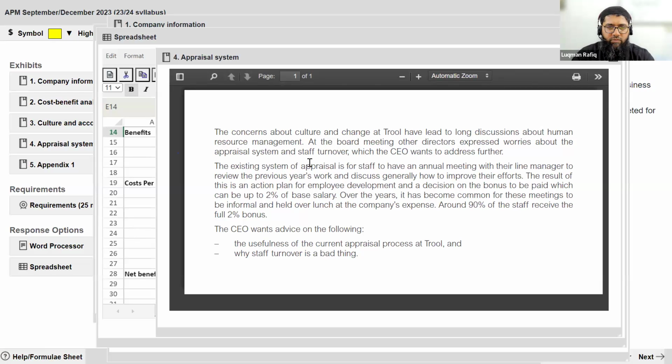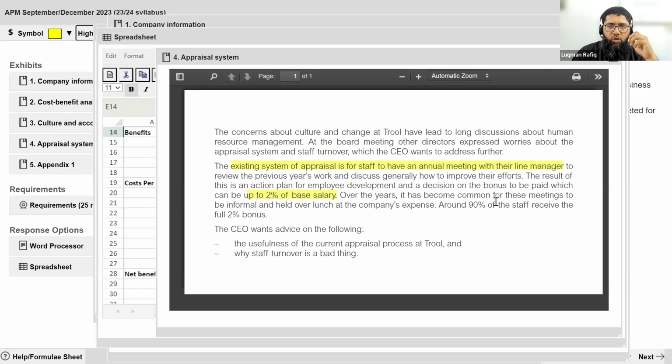The existing system of appraisal is for staff to have an annual meeting with their line manager to review the previous year's work and discuss generally how to improve their efforts. The result is an action plan for employee development and a decision on bonus to be paid, which can be up to 2% of the base salaries.